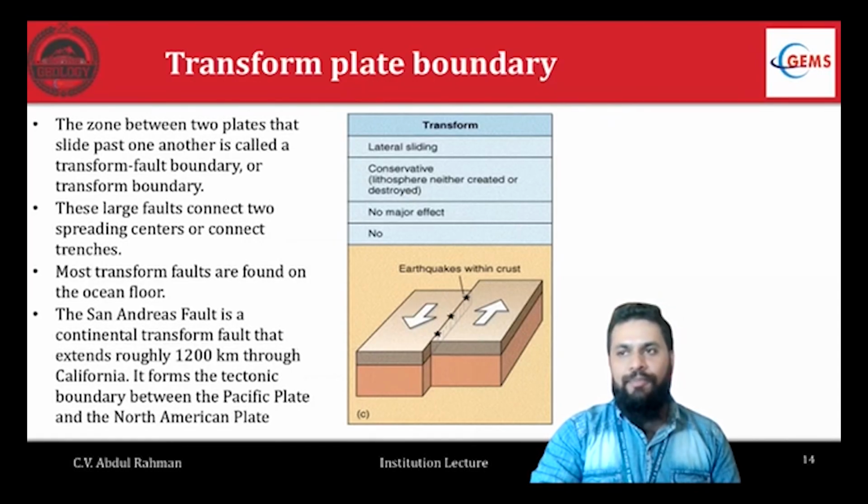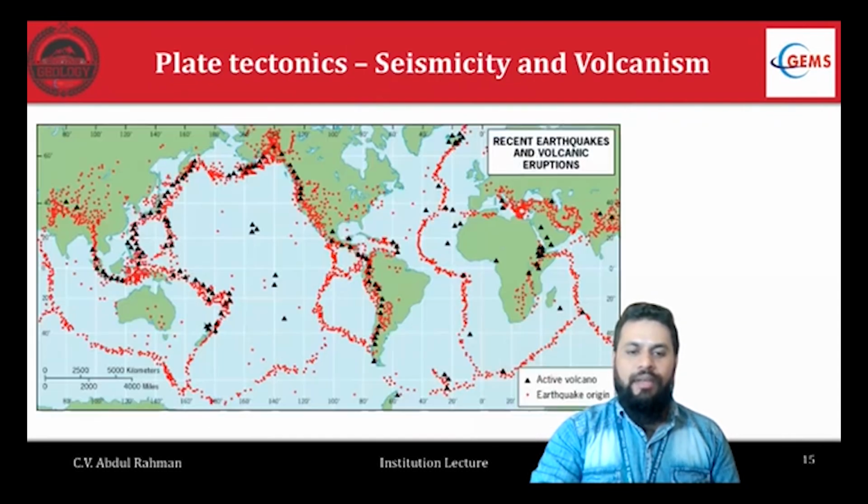So there are three kinds of plate boundaries formed by plate tectonism. One is the divergent plate boundary, where the plates are moving apart. Another kind is the convergent plate boundary, where the plates are moving towards each other. And another kind is the transform plate boundary, where the plates are sliding past each other. These are the three most important kinds of plate boundaries associated with plate tectonism.